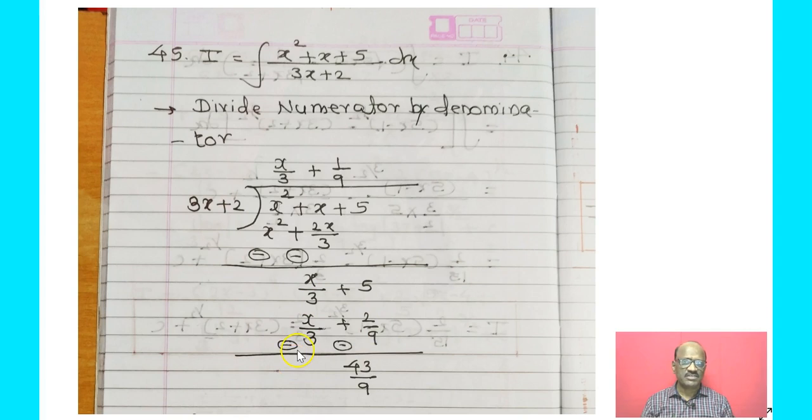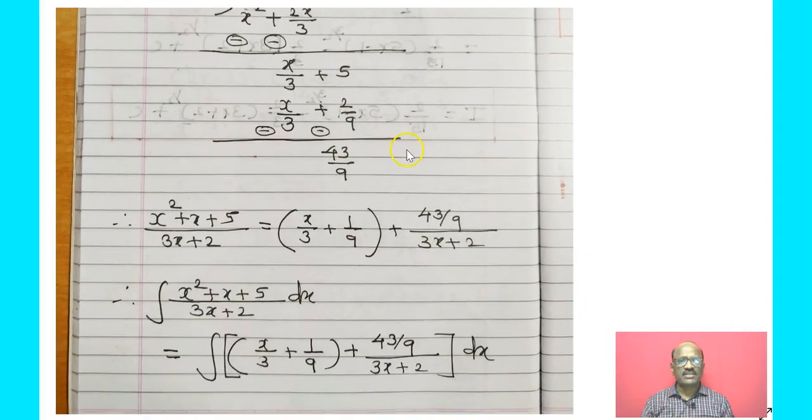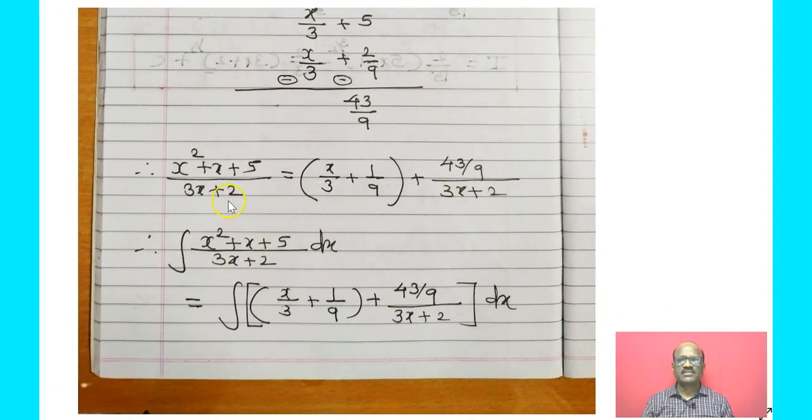And again in the division we change the sign. Here is a plus, it will become minus, plus it will become minus. That is 5 minus 2 by 9. It becomes 43 upon 9. And next, this can be written as (x square plus x plus 5) upon (3x plus 2) is equal to x upon 3 plus 1 upon 9.